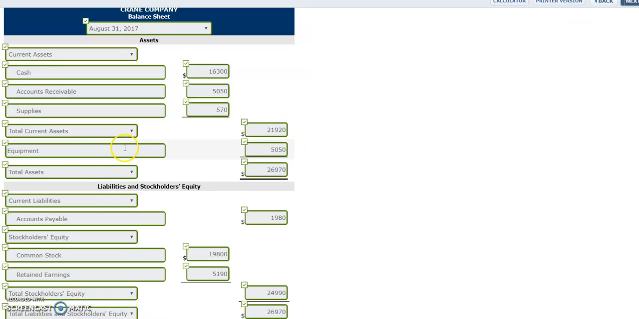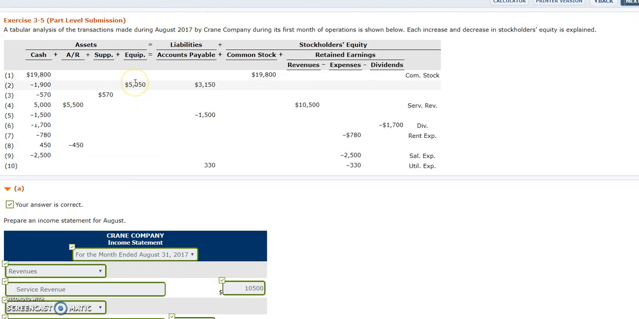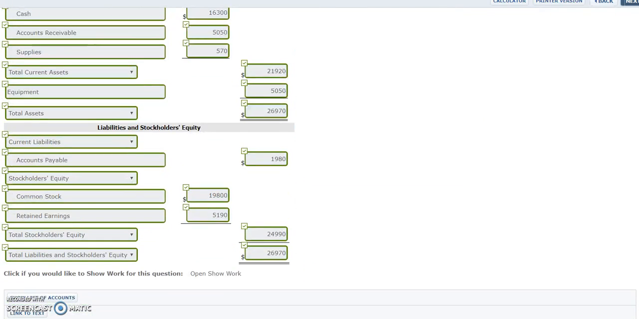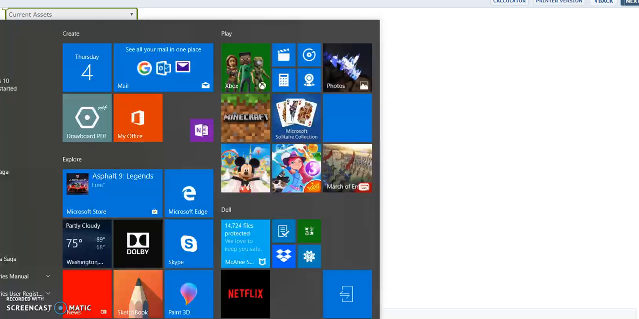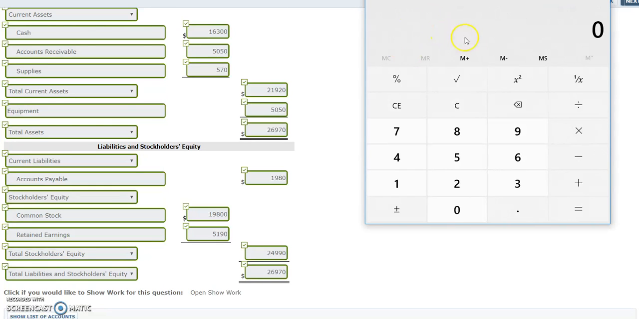We'll get our total current assets and get an answer of 21,920. Next, we're going to plug in our equipment, which we can find up here, and we only have one of 5,050. So we'll go ahead and put that in here, and we'll put our total assets. To get our total assets, we are going to add our 21,920 plus 5,050, and we should get 26,970.